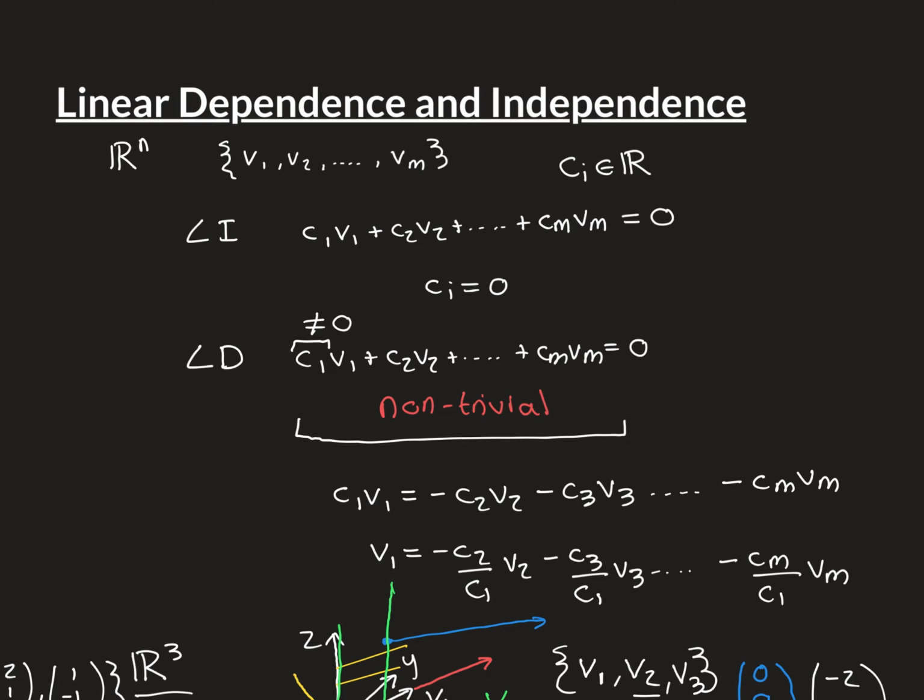In contrast, for linearly dependent vectors, it means that some of them in here aren't actually necessary. Some of them can be written as linear combinations of the other ones, and therefore they're not contributing any additional span by being there, and you could take them away and your span would still be exactly the same.